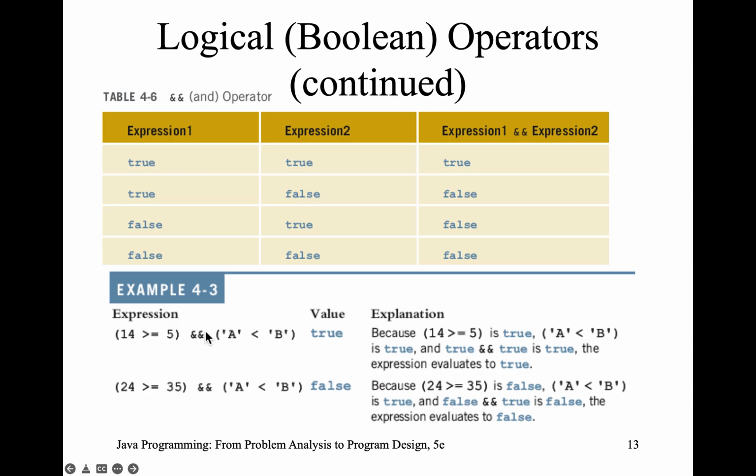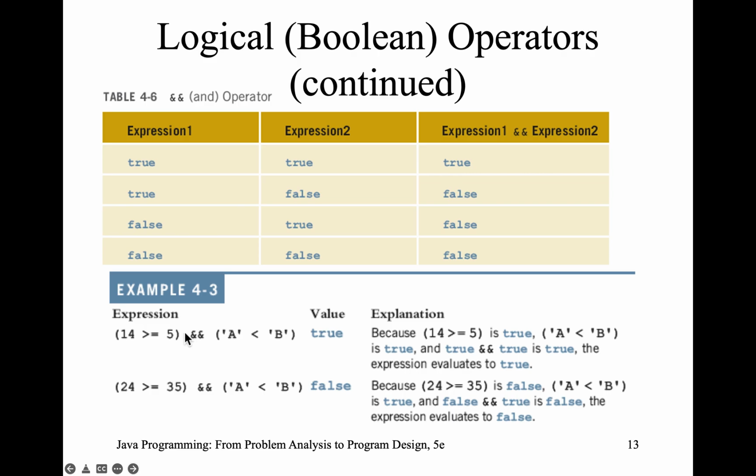Okay, here we're using the Boolean and. And so what the computer is going to do, it's going to check to see if this is true or false. Then it's going to check to see if this is true or false. Now, if this one is false, the compiler doesn't even check this one, because if one of these is false, the whole thing is going to be false. Okay, so is 14 greater than or equal to 5? Yes, that's true. So then let's check this side. Is A less than B? That's true. So then this expression will give you a true value.